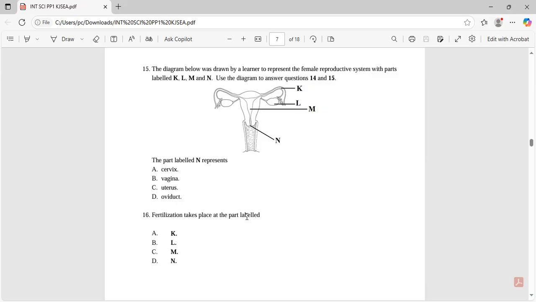Fertilization takes place in the place labeled K. That's the fallopian tube or the oviduct. So 16A.